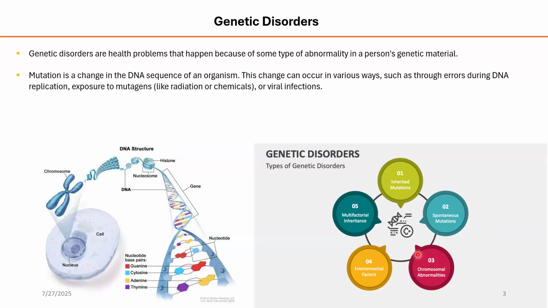Then it could be due to chromosomal abnormalities, where there is a change in the number or structure of the chromosomes. Then there may be environmental factors, where external influences like radiation, chemicals, and infections can lead to genetic mutation. Then the 5th one is multifactorial inheritance, which means it could be due to a combination of any of the above 4 or multiple gene mutations. So these are the causes of genetic disorders.